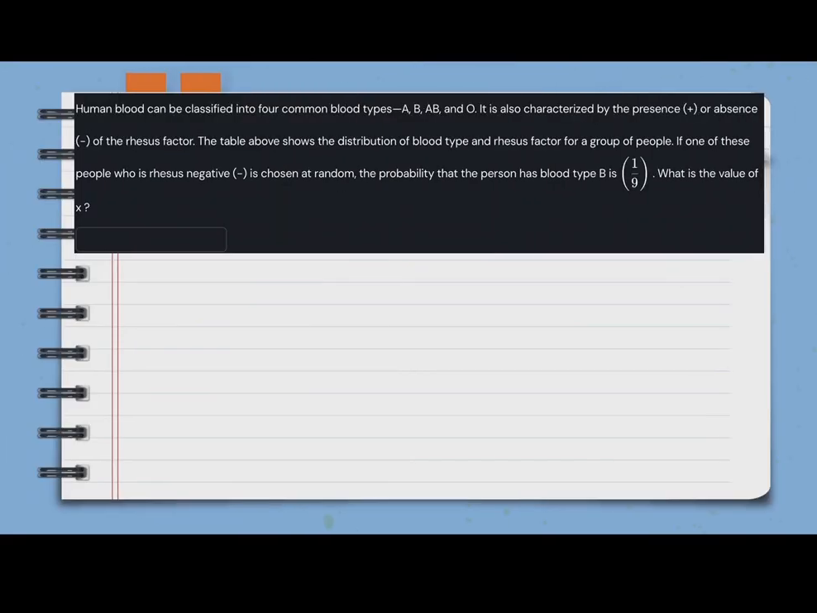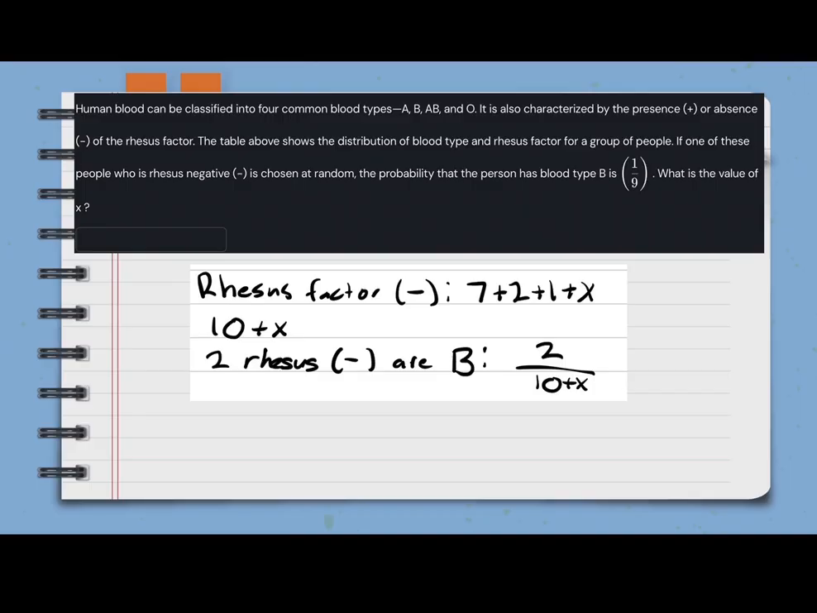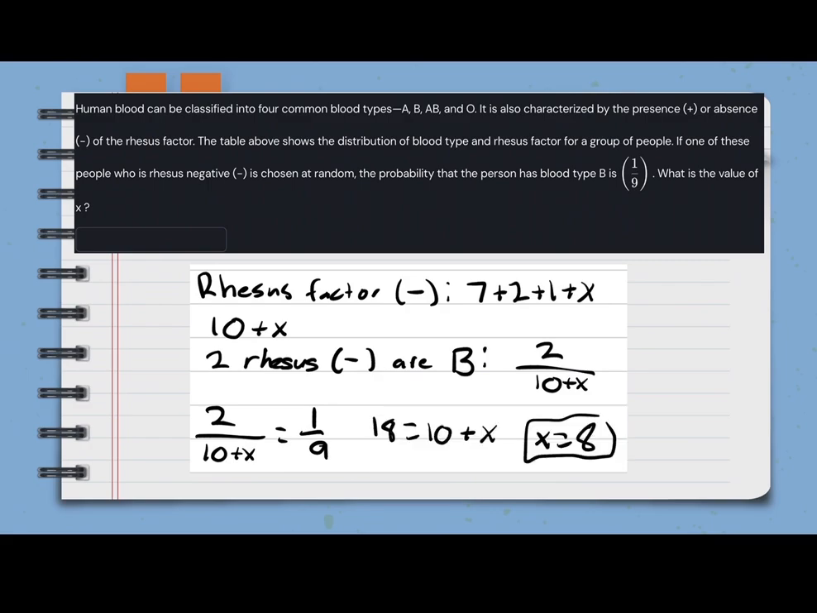So how to find this? We just add up everyone that has a rhesus factor of minus, and you'll simplify that to 10 plus x. And 2 of them are type B. So we'll do 2 over 10 plus x, because that's the probability of picking someone with type B out of everyone who has a minus blood type. And we do know that the probability is 1 over 9. So we can just equate that and cross multiply, get 18 equals 10 plus x, and x will equal 8.